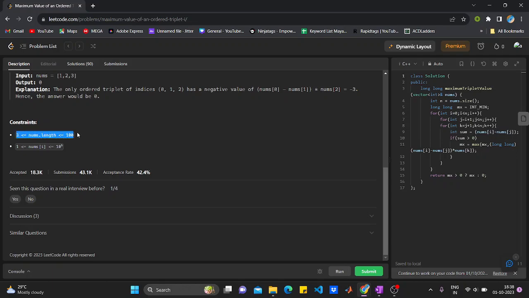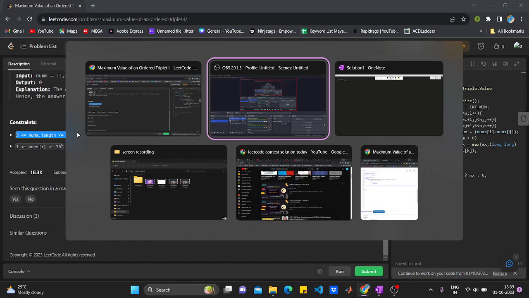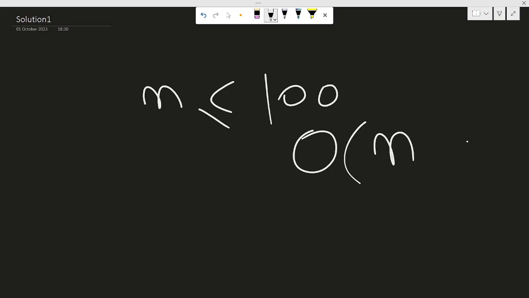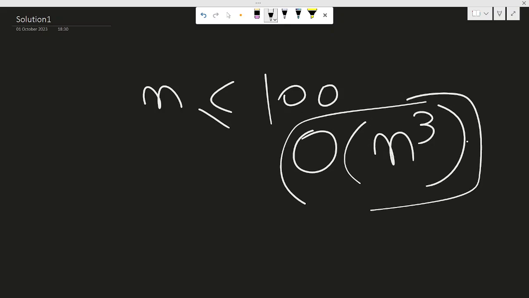The constraints read that the length of nums, the length of the array, can be less than or equal to 100. What does this mean? This means that n can be less than or equal to 100, so we can use a brute force solution of n cube time complexity.